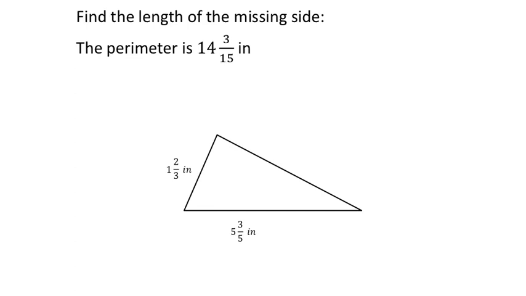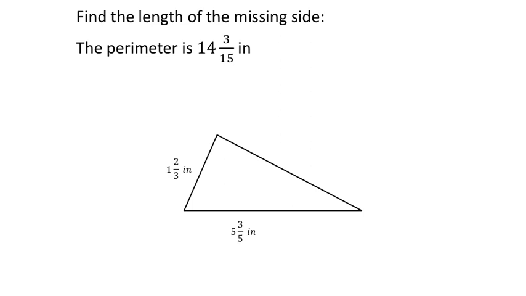Find the length of the missing side. The perimeter here is 14 and 3/15 inches. And then we have this side length there at 1 2/3 inches, and this one on the bottom at 5 3/5 inches. So what we know about the perimeter is to find the perimeter, we've got to add all three sides together. Okay, and that includes this missing one.